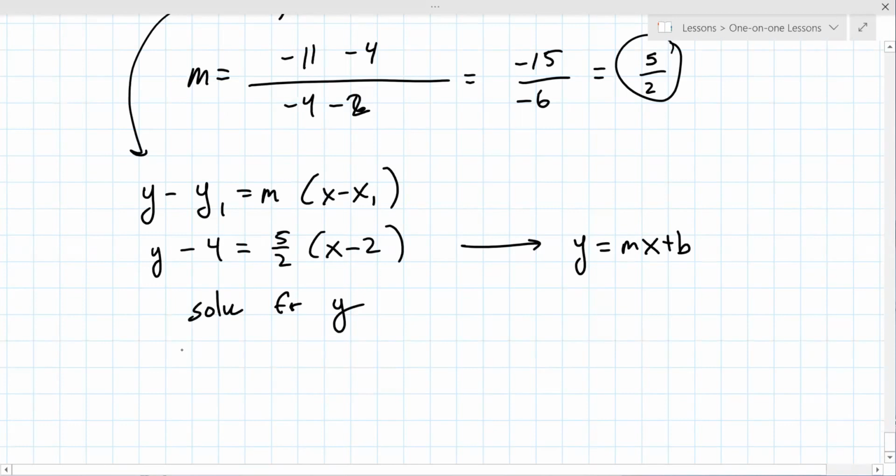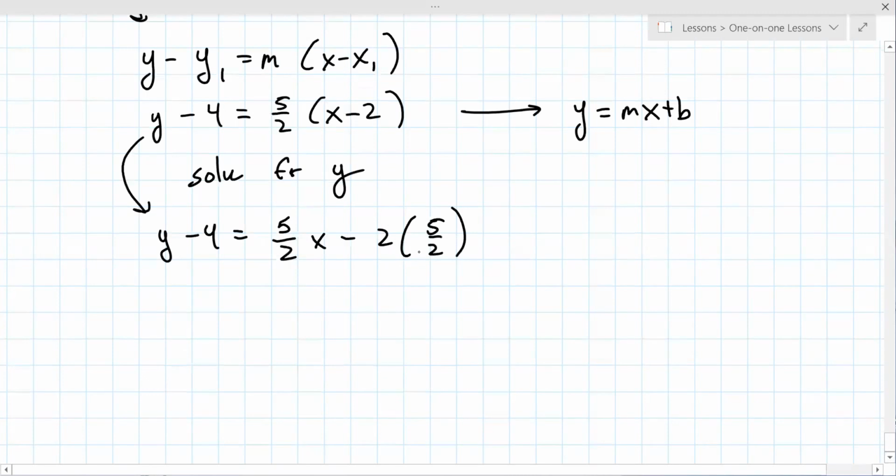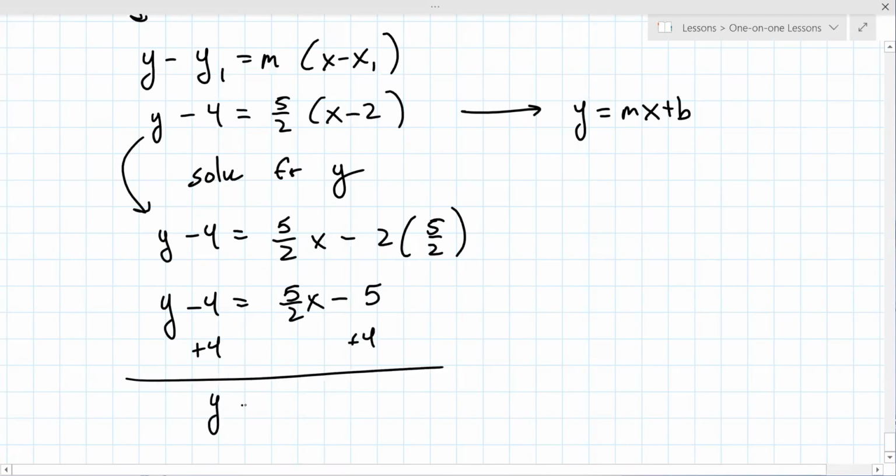So to do that, you're going to distribute that 5/2. You're going to have 5/2 x minus 2 times 5/2. What is 2 times 5/2? Well, the 2's cancel. So you have y minus 4 equals 5/2 x minus 5. And then you add 4 to both sides. So you get y equals 5/2 x minus 1.